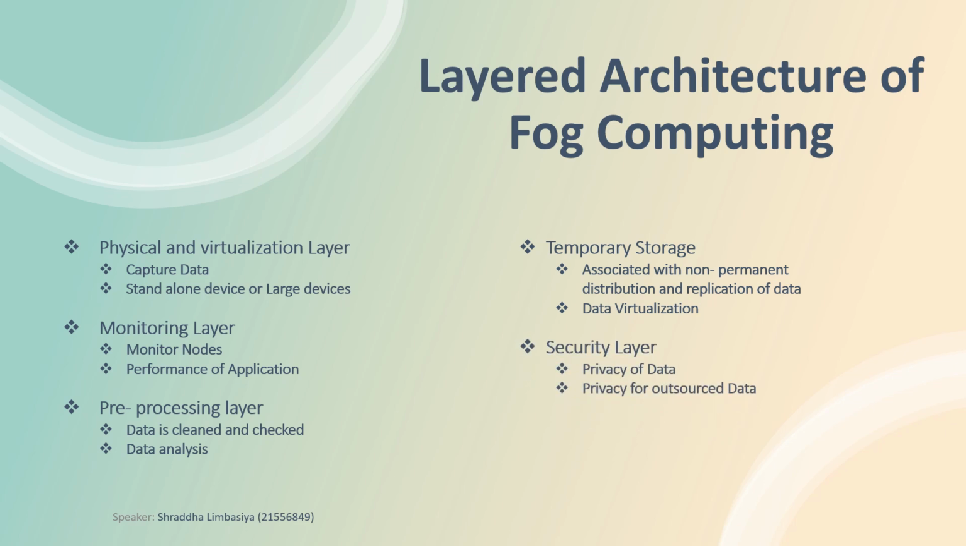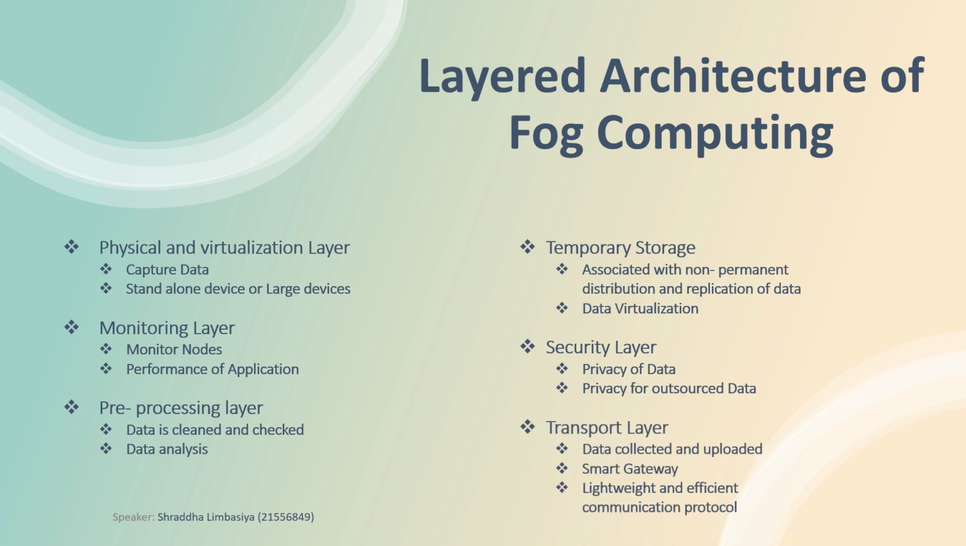The security layer is involved with the privacy of data, the integrity of data, encryption, and the decryption of data. The next one is the transport layer, which uploads the partially processed and fine-grained secure data to the cloud layer for permanent storage. For efficiency purposes, only a portion of the data is collected and uploaded.